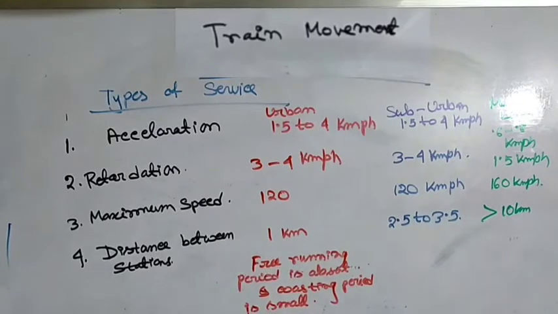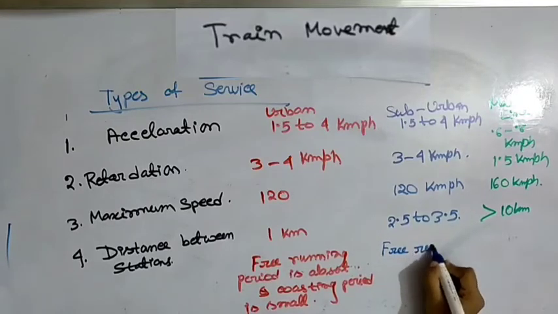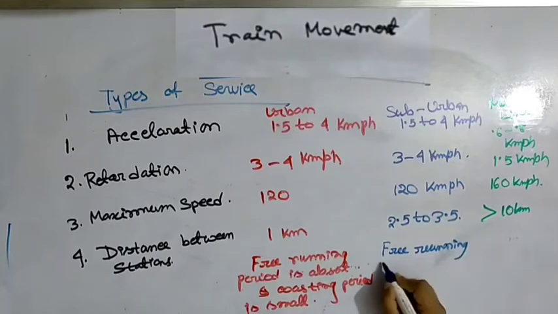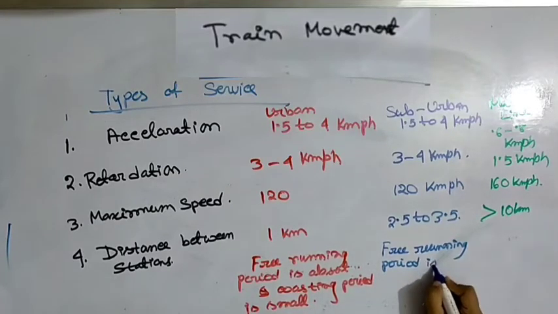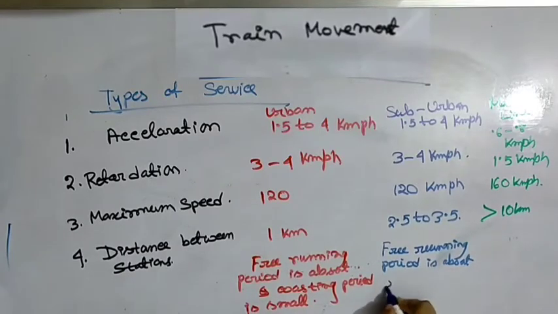For suburban service, free running period is absent, and coasting period is long.